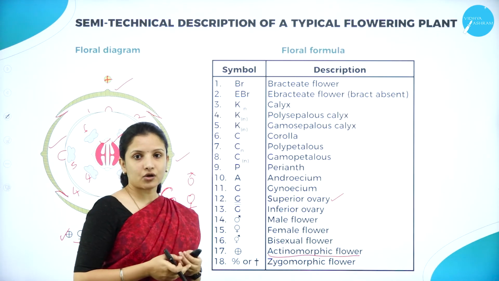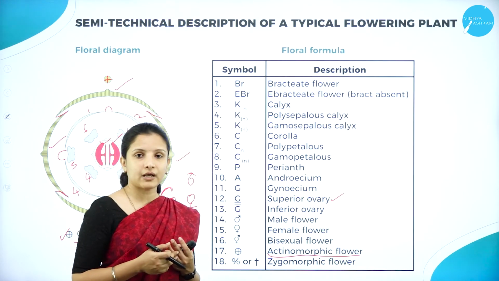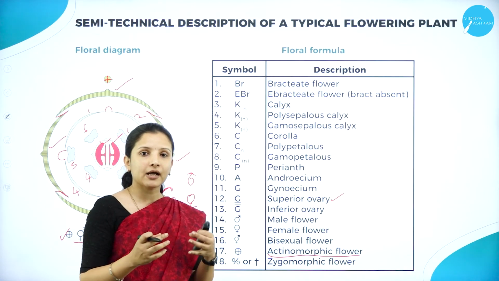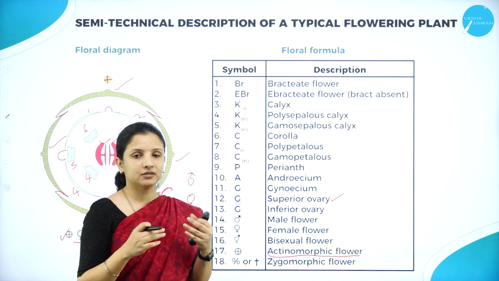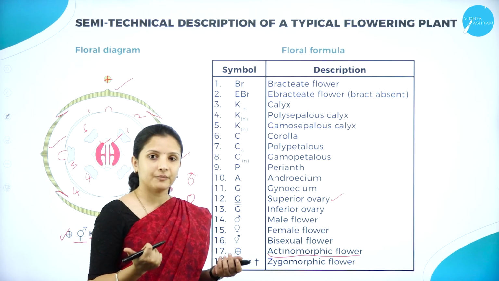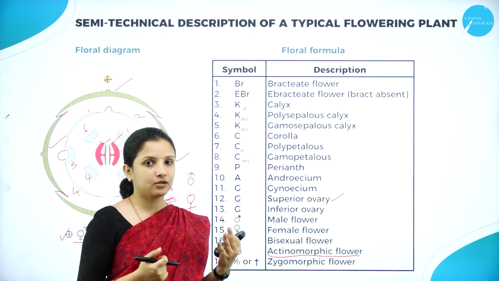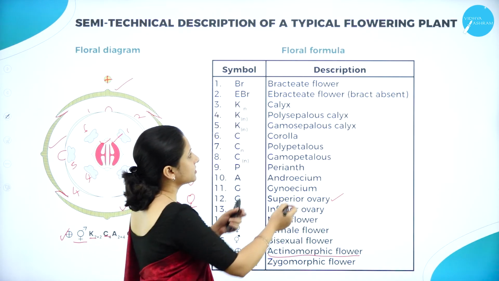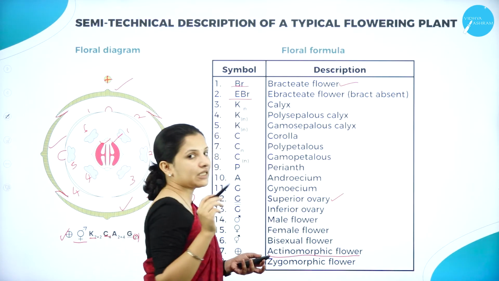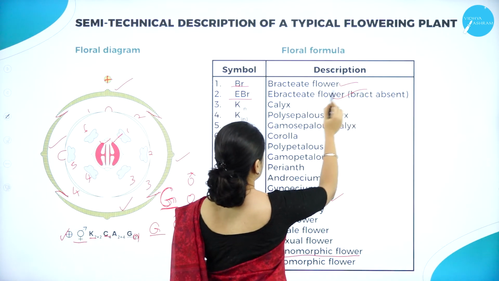So BR is a short form for bracteate flower, those flowers having a bract. What is a bract? The leaf-like or reduced leaf-like structures that arise from the base of the flower or the pedicel are called the bract. In the previous session, I gave you the example of hibiscus and datura. Hibiscus was bracteate. Datura was ebracteate, it did not have the bract. So BR means it is a bracteate flower. EBR means the bract is absent. That is why ebracteate. Ebracteate means bract is absent.